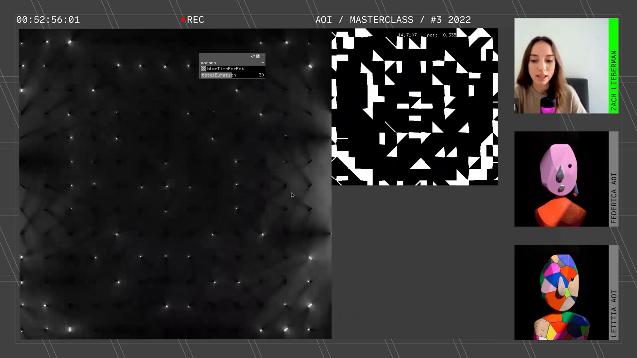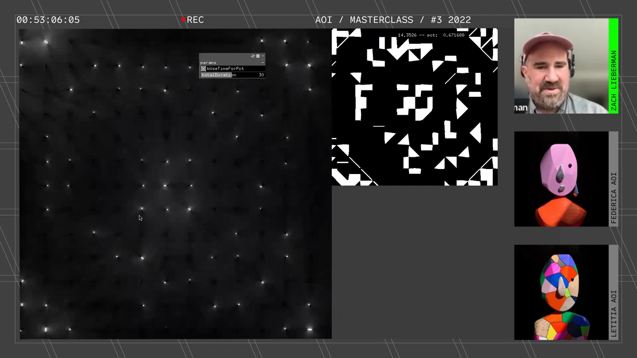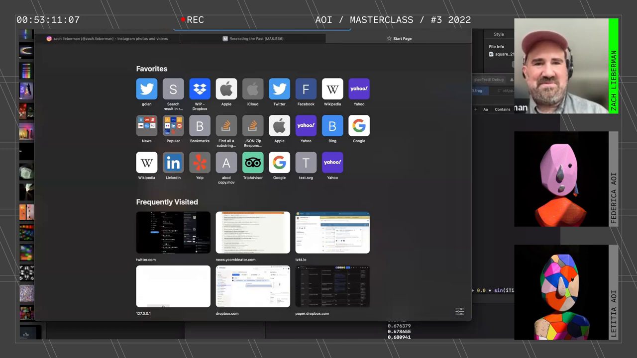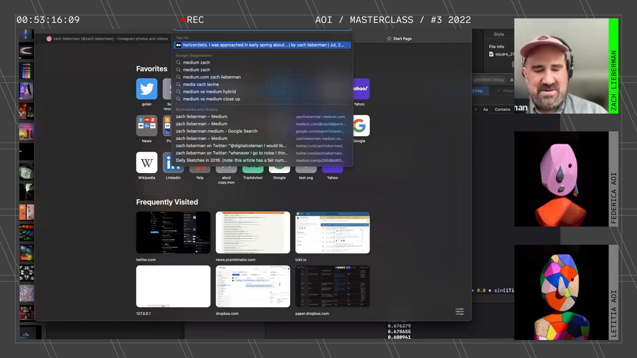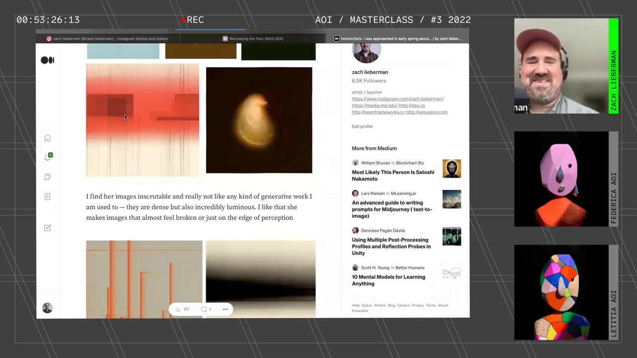So I have only done one long-form work, and I wrote about it on my Medium. I did a project with Iskra that I'm super proud of, and it's a really interesting and challenging form. Let me just pull up the article. Medium, Zach. So I wrote this article here. Not to point people to my article, but I think it's really interesting and kind of stressful.